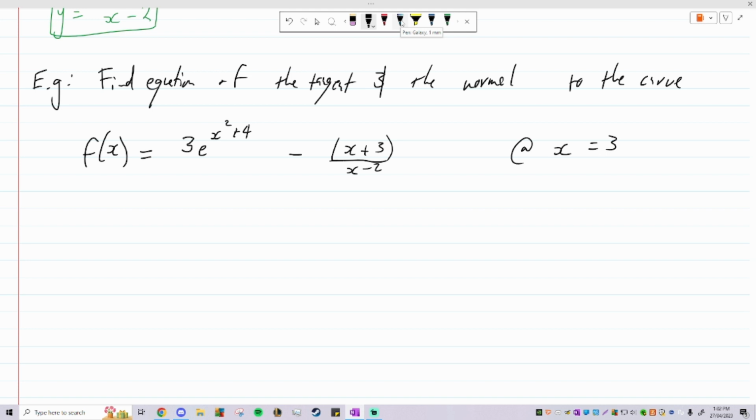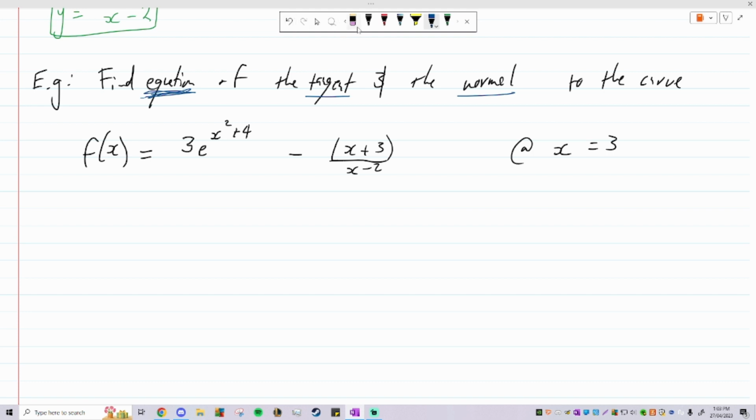Okay, this here is the question. A few seconds to write that down. Hopefully we're all pretty okay now. Okay, so we want to find the gradient, we want to find the equation, not just the gradient. We want it of the tangent and the normal. So we're going to be doing a couple of different things here.